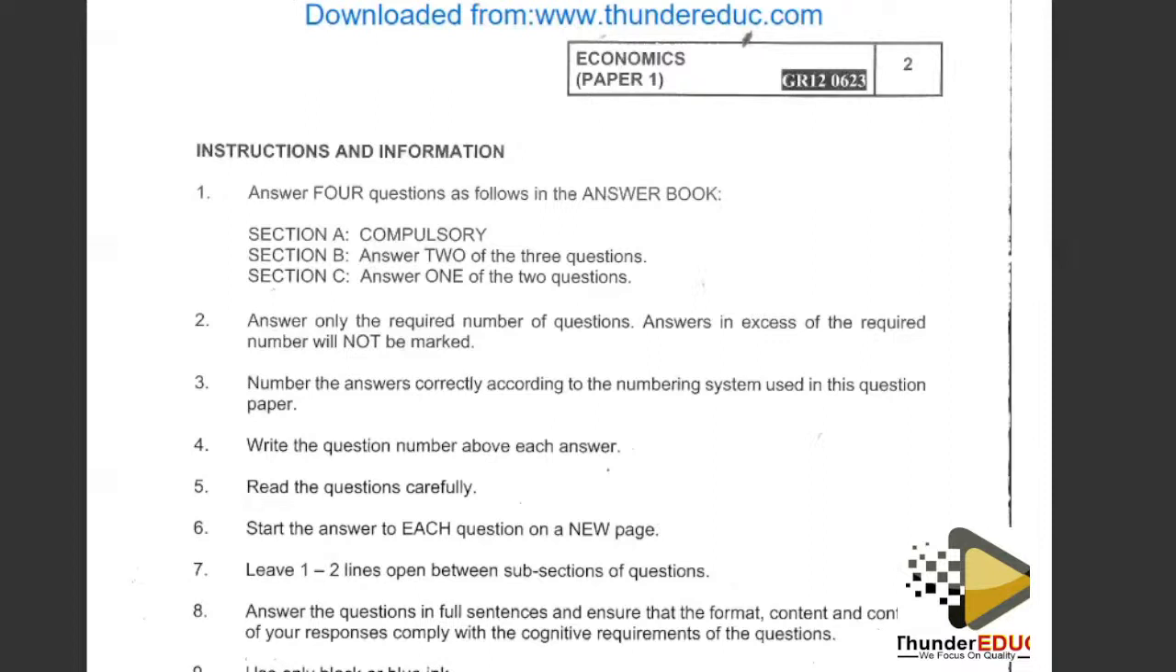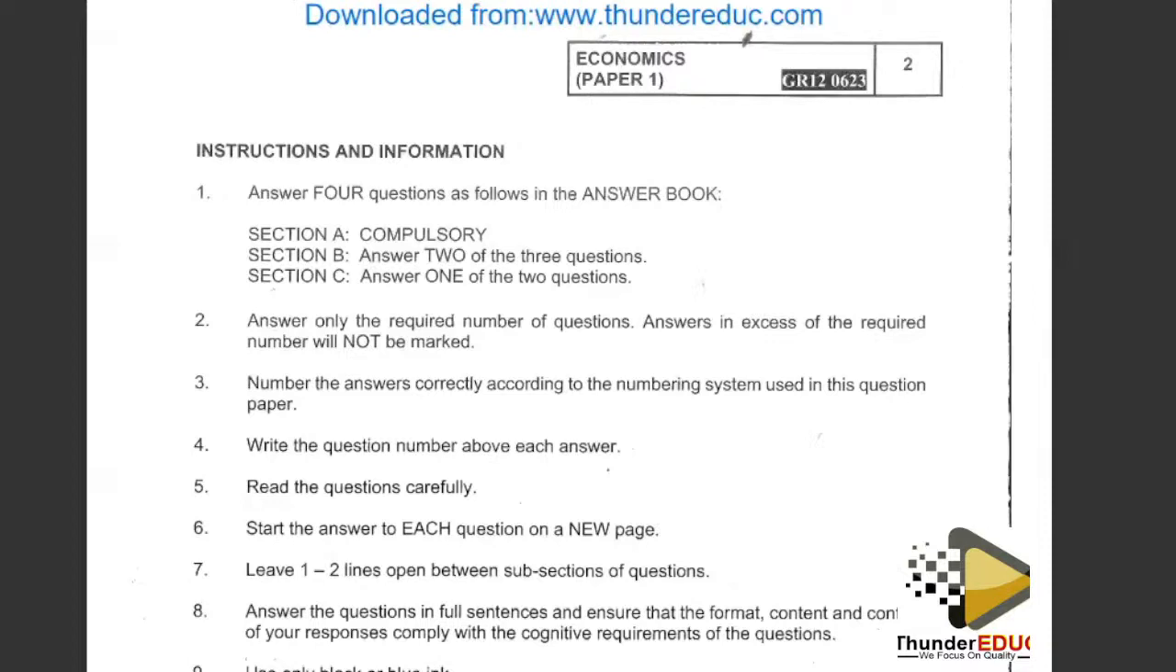So now, grade 12s, bear in mind that following the instructions or the information is part of the examination. So make sure that you make it a norm, a culture, to always follow the given set of instructions. Because the moment you fail to follow the instructions, you have actually failed before you can start your paper or the examination.